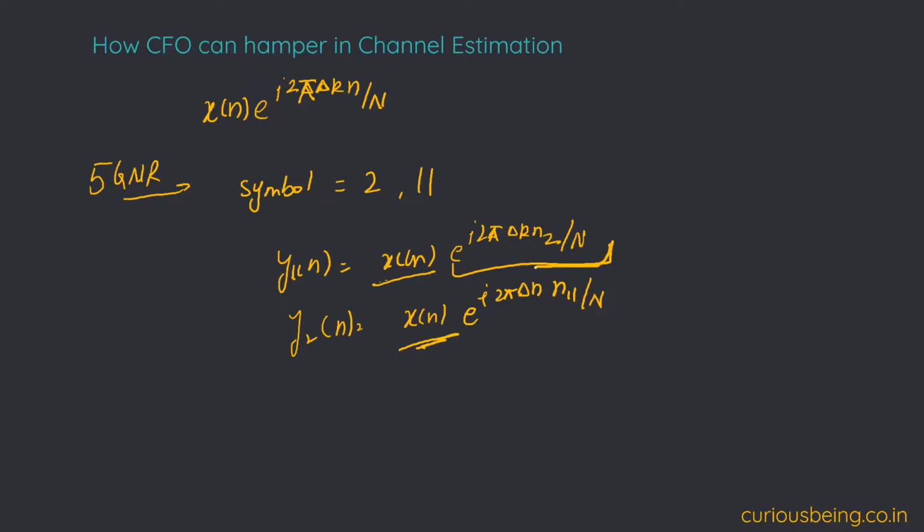Because in this case the phases are different, it will give me a bad channel estimate. The only reason is that between two different symbols the phase is different. This is my symbol 2 and this is my symbol 11.